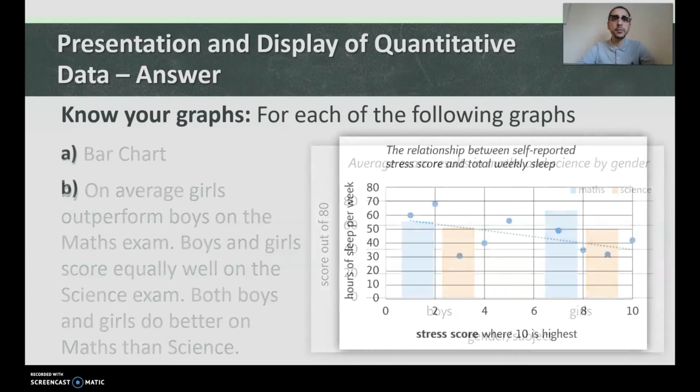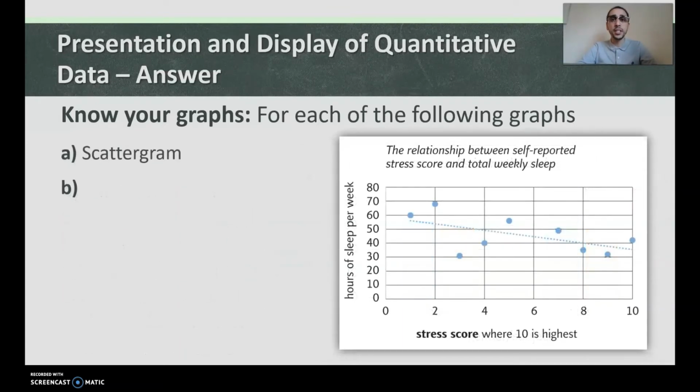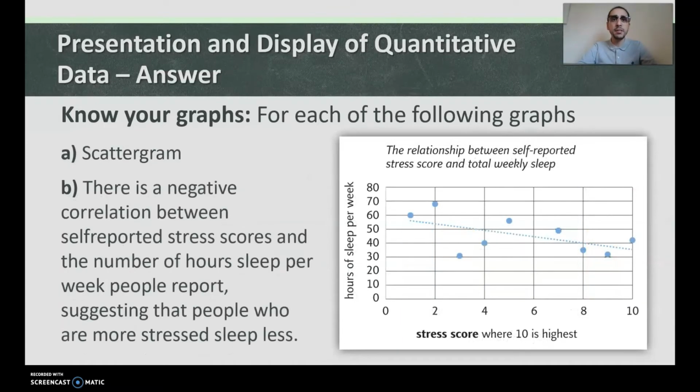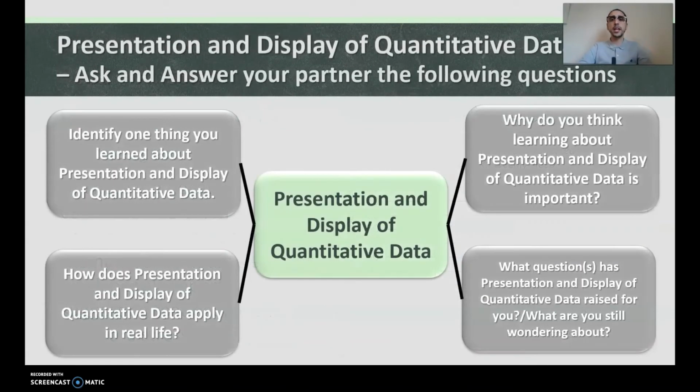Exactly what we said. And then the final one, this is a scattergram. There is a negative correlation between self-reported stress scores and the number of hours slept per week people report, suggesting that people who are more stressed sleep less. But we can't come to that conclusion. We know that there's a relationship. And that's the presentation and display of quantitative data.